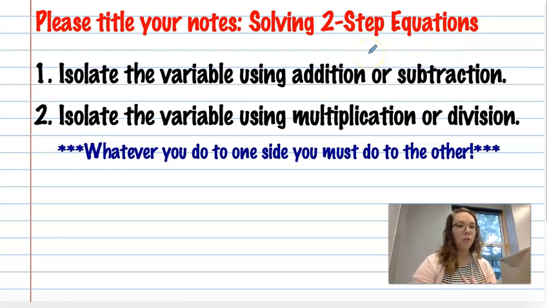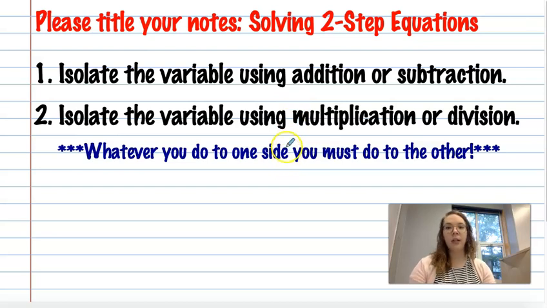I would start a brand new page. That could be the back of a page, though. I want you to use the front and back. It'll make your materials last longer. But your title for today is Solving Two-Step Equations. All right, and then I want you to go ahead and pause and write these steps down. Once you have these 3 lines written down, go ahead and unpause and we'll talk about them.